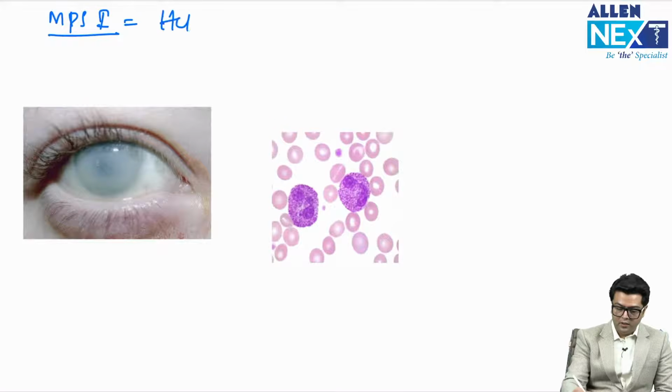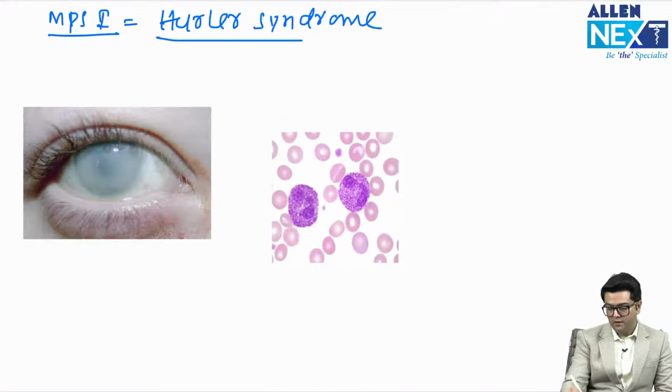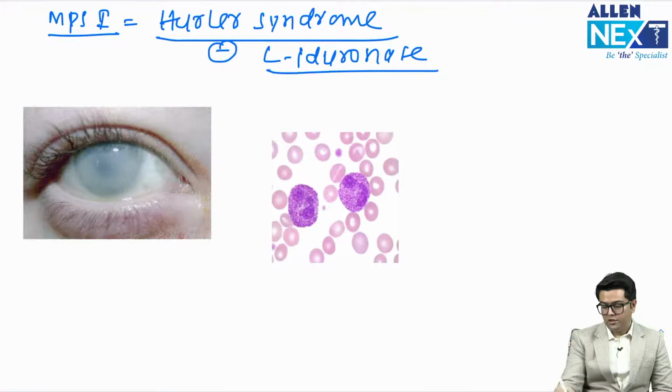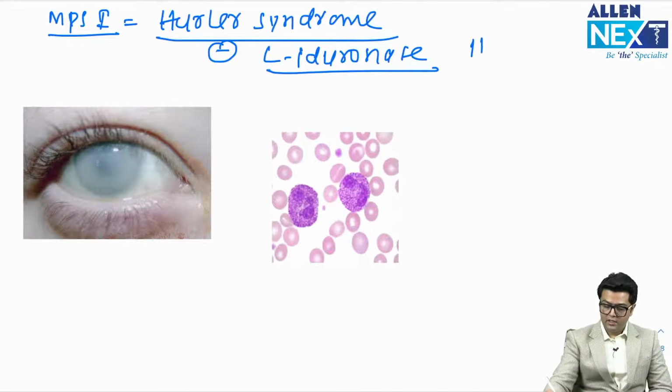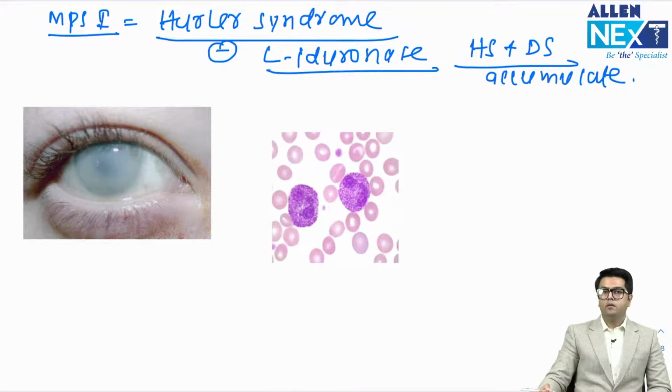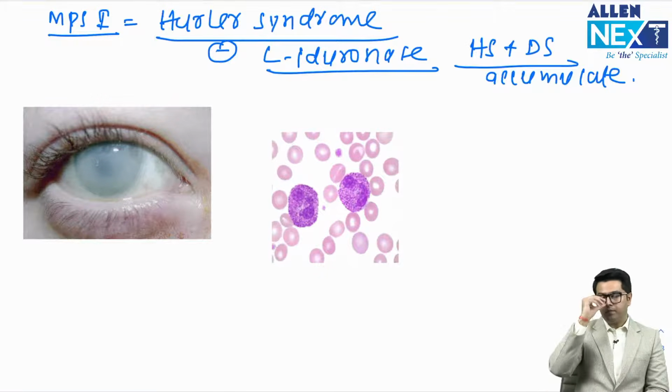So MPS 1 is the Hurler syndrome. In Hurler syndrome, the deficient enzyme is alpha-L-iduronidase, which degrades the iduronic acid containing mucopolysaccharides. Heparan sulfate plus dermatan sulfate are the only two mucopolysaccharides or glycosaminoglycans which contain iduronic acid. So they will accumulate in the lysosomes.